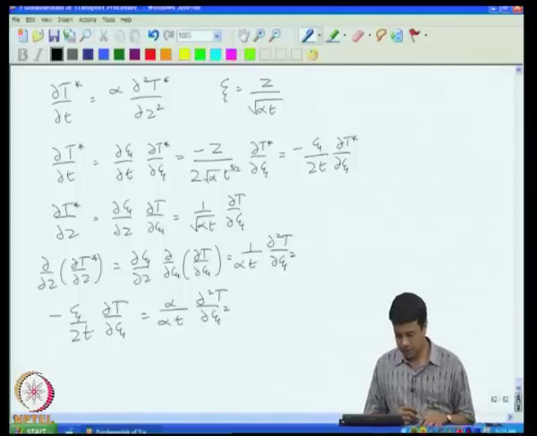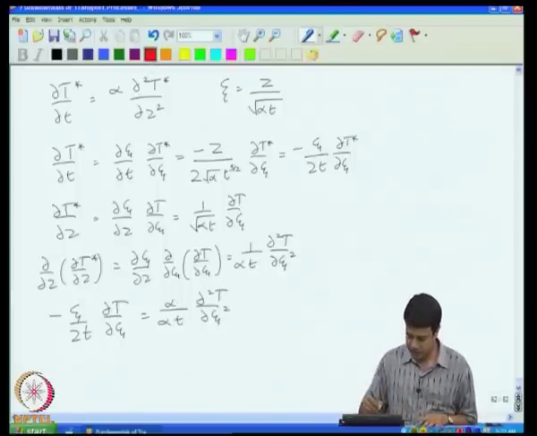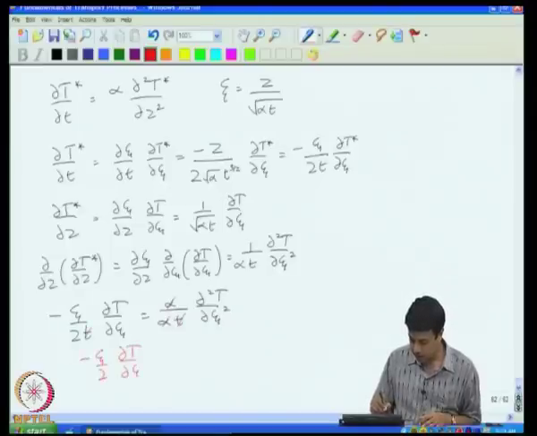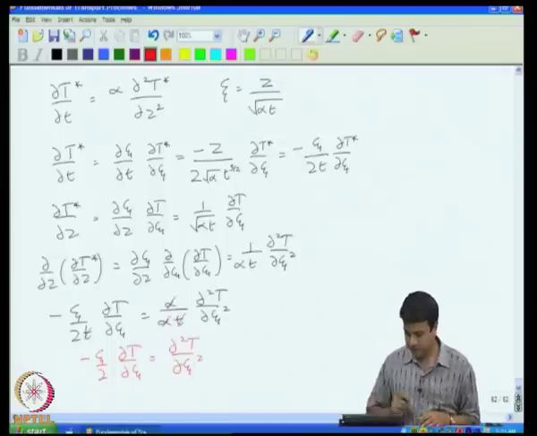Okay. And you can cancel out alpha there and t here to get an equation of the form minus psi by 2 partial t by partial psi is equal to partial square t by partial psi square.